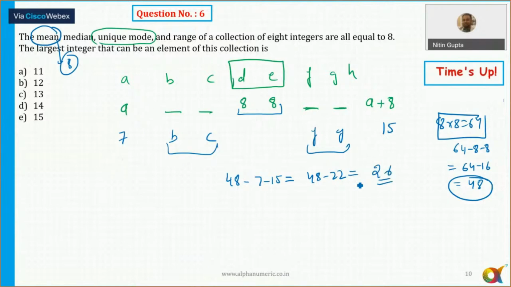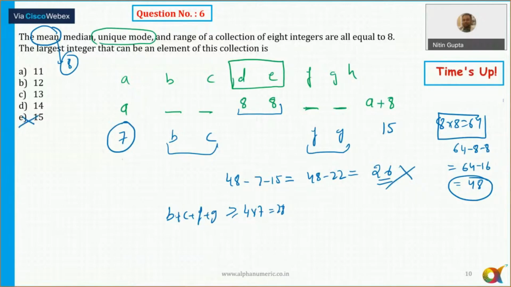Okay. But B plus C plus F plus G, in that case, has to be always greater than or equal to 4 into 7. It has to be minimum 28. Because if the smallest number of this entire series is A, then the value of B, C, F, G has to be greater than what? 4 times 7, even if all 4 are equal, 28. But here I'm getting a sum of 26. So it means 15 is not the possibility at all.